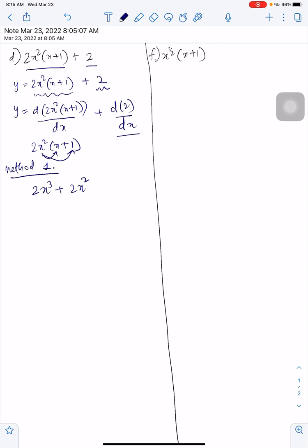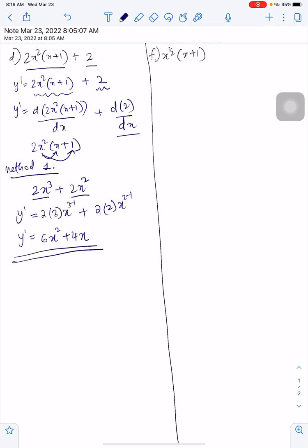Now in the expanded form, we directly differentiate both, individually. So y dash is equal to, differentiate x cube: the exponent comes in front, so 3 times 2, then minus 1. For 2x squared, the exponent comes in front, 2 minus 1. So y dash is equal to 6x squared plus 4x. So this is your answer.